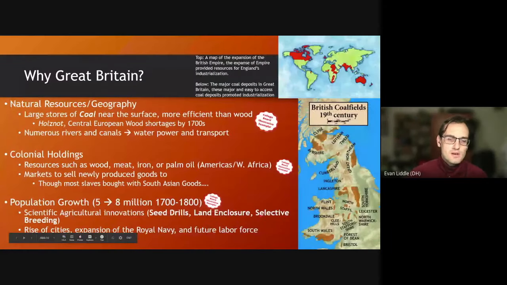So why else? Well, as it turns out, Great Britain was blessed with lots of coal and lots of water and river canals, which made it possible to transport said coal or to dig coal out of the ground. Thankfully, that coal was very close to the surface. As you can see from this map here, Great Britain was in a good position to take advantage of this coal as a resource to industrialize.